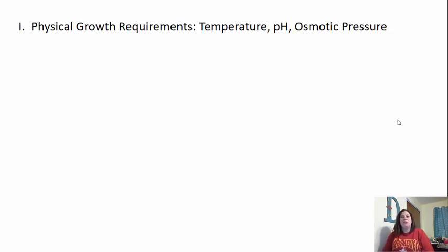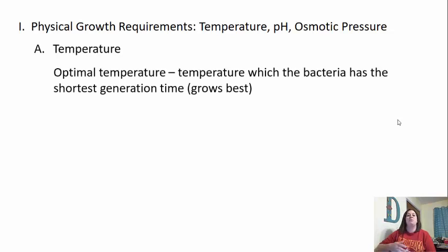Now, there's a number of things to look at that can affect the growth. Temperature is one, pH, and also osmotic pressure. So we're going to start with the temperature first. With temperature, all bacteria have an optimal temperature. They have a temperature that they grow best at. This is a temperature at which the bacteria has the shortest generation time, so where it can reproduce very, very quickly. In other words, it's when it grows best.